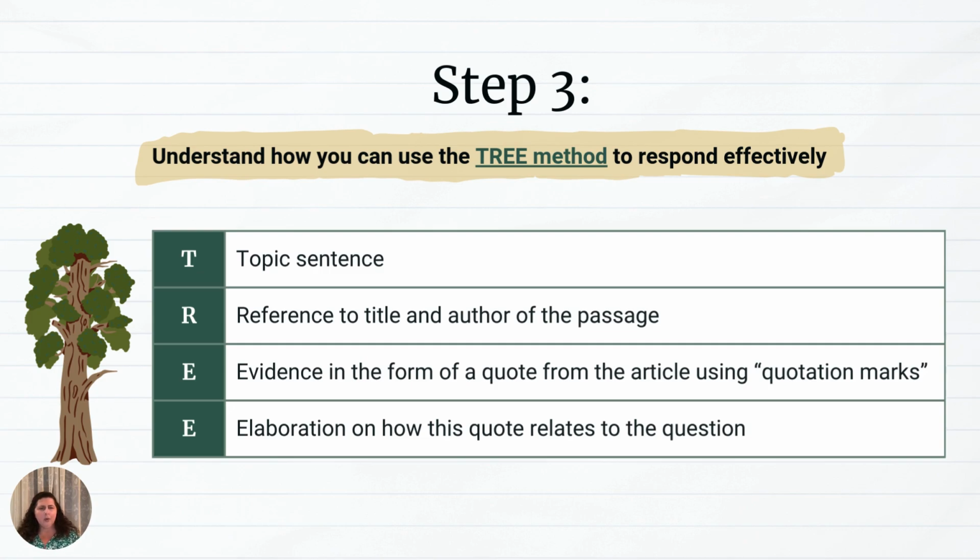For the acronym I created here and have used with students for a few years, the T stands for topic sentence, R stands for reference to title and author of the passage, E stands for evidence in the form of a quote from the article using quotation marks. And the second E is elaboration on how this quote relates to the question.